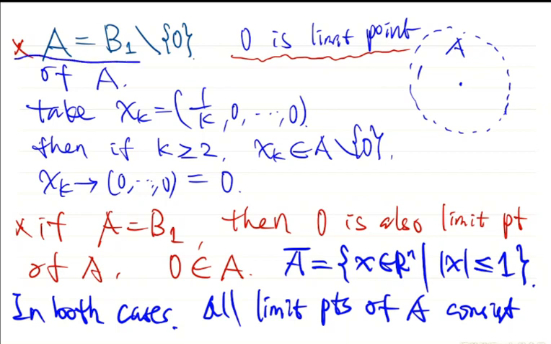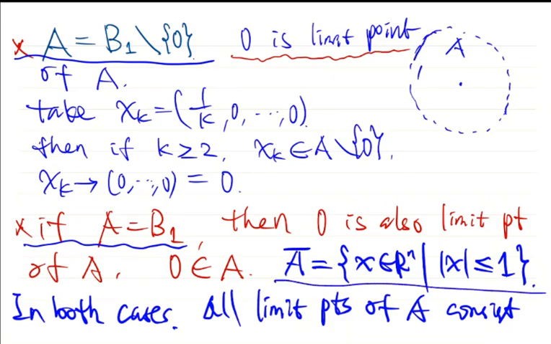In the first example, A is the unit ball removing the center. In the second example, A is exactly the unit ball. But in both cases, all the limit points of A form this set, A bar, consisting of all points whose norm is not greater than 1. Geometrically, this A bar is the closed ball, that is the unit ball with the boundary sphere. So this is A bar.